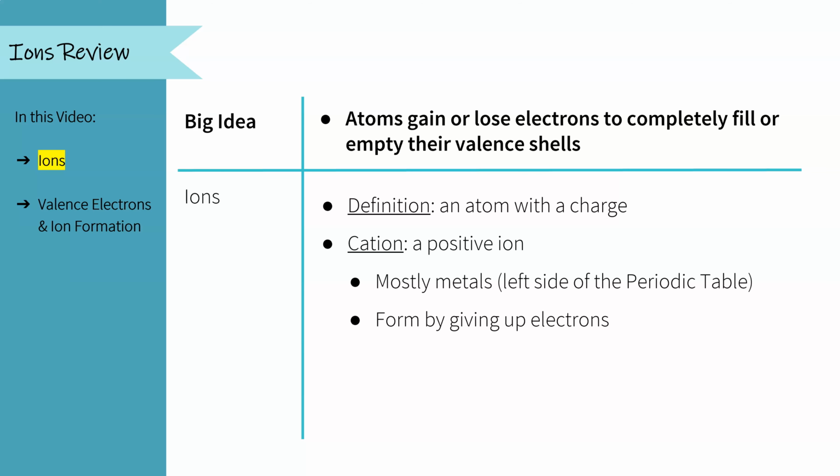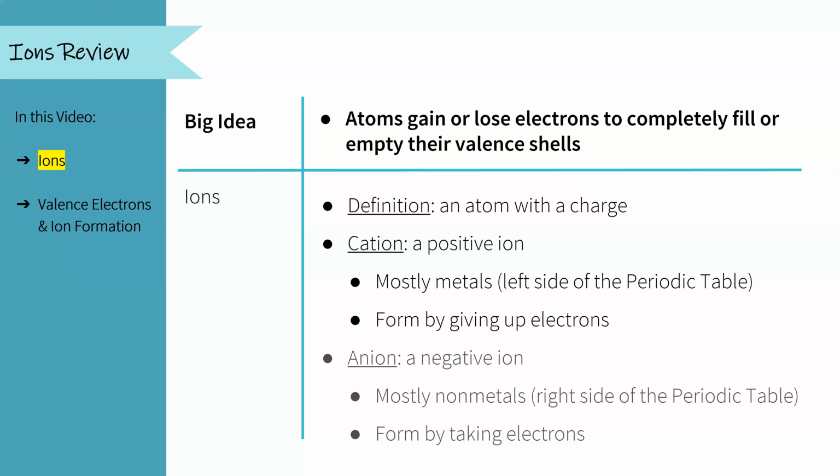We talk about two kinds of ions. The first are cations, which are positive ions. They're mostly metals, and they form when atoms give up electrons, meaning that they now have more protons than electrons, which results in that positive charge. The other kind of ions are anions, and they are negative. They are usually nonmetals, and they form by taking electrons from other atoms. This means they have more electrons than protons, and therefore a negative charge.